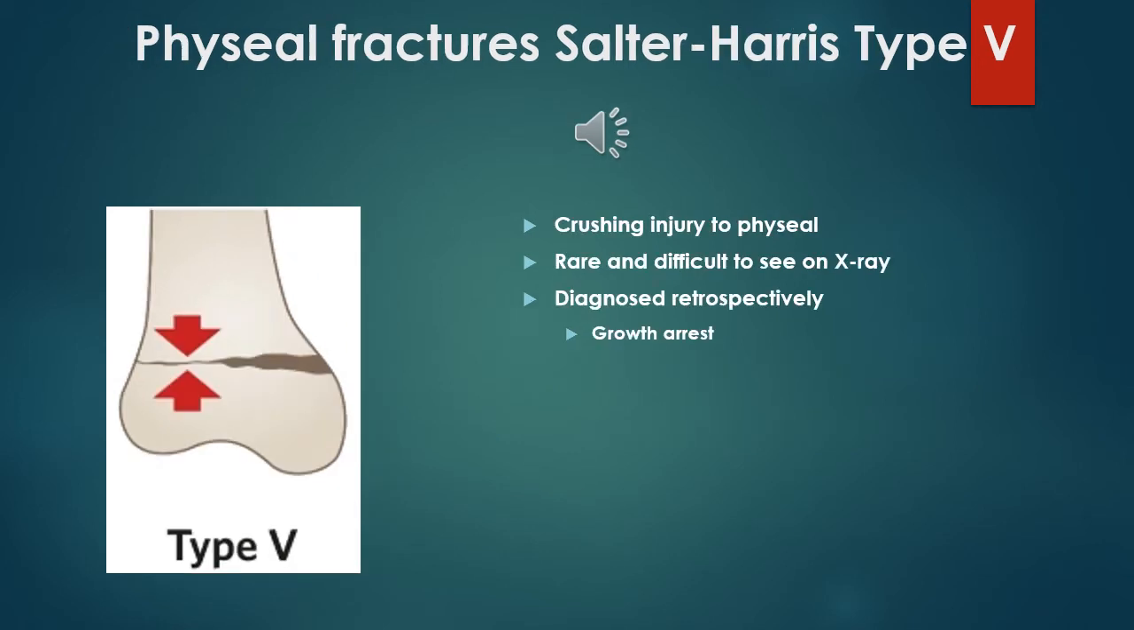So the final fracture is the type 5 physeal fracture, and this injury is very rare. It's also hard to see on an x-ray. It's a compression fracture or crushing of the growth plate, and these injuries are almost always diagnosed retrospectively when growth arrest has occurred.